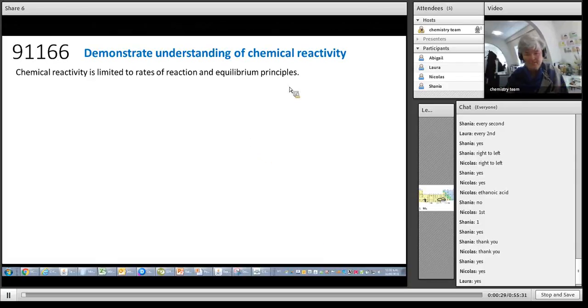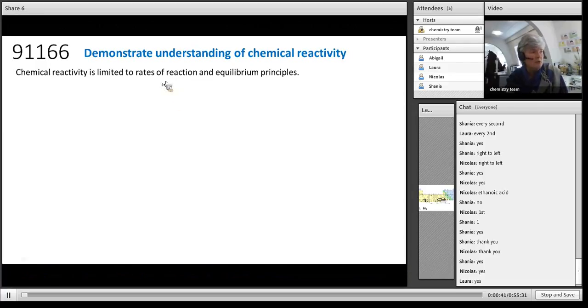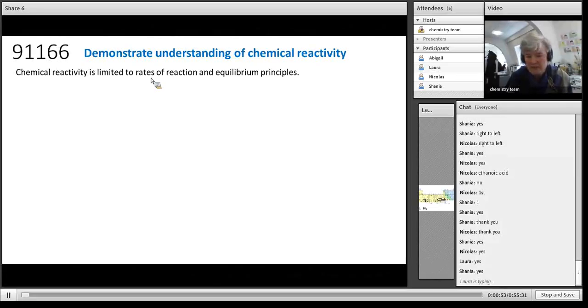The standard says demonstrate understanding of chemical reactivity, but we're only looking at rates of reactions and equilibrium principles. Those are the two things we're looking at. You should have done rates of reactions at level 1 already, so it shouldn't be too unfamiliar. Who has gone over rates of reactions at level 1? Or you may have even done it in the booklet already.